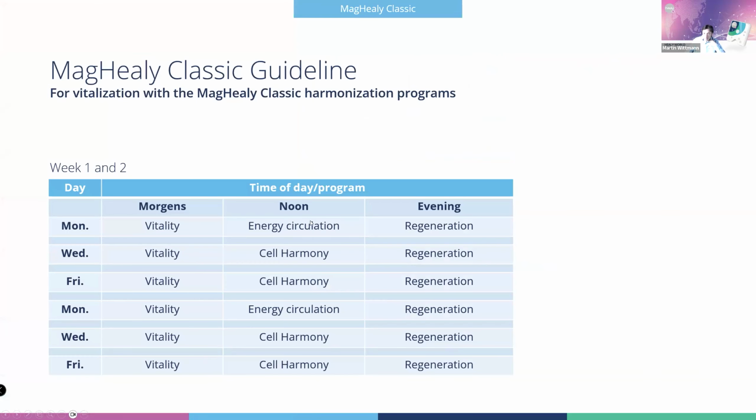Here's a small guide for 2 weeks. So it just repeats. So you have vitality, energy, circulation, and regeneration. And it basically is every day almost the same, except we change cell harmony in between. So this is a pretty interesting one.